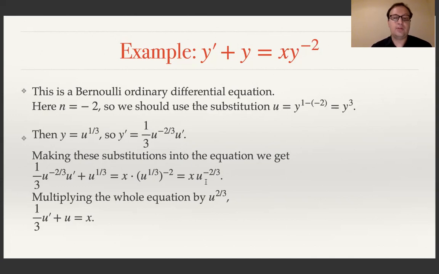So notice that we have 3 powers of u in the equation. We have u to the minus 2/3, then u to the power 1/3, and again u to the power minus 2/3. So 2 of the powers are the same. This is because our substitution worked. And now we multiply the whole equation by u to the power plus 2/3, and this cancels the 2 powers that were u to the minus 2/3. And we get the equation for u, which is 1/3 u prime plus u is equal to x. So u to the power 1/3 times u to the power 2/3 is equal to u. And now we see that this is indeed, as it should be, a linear equation for u.